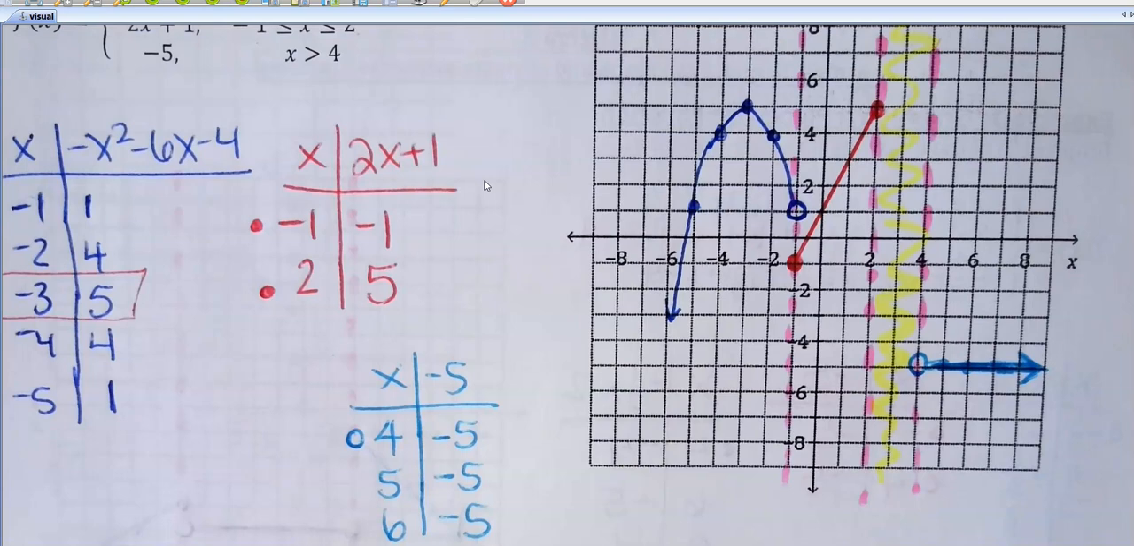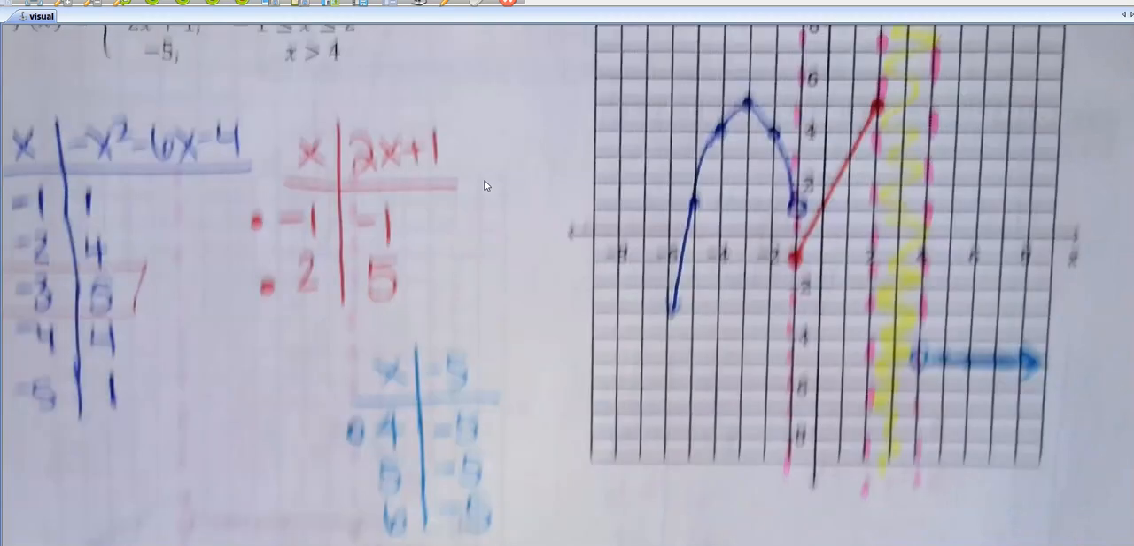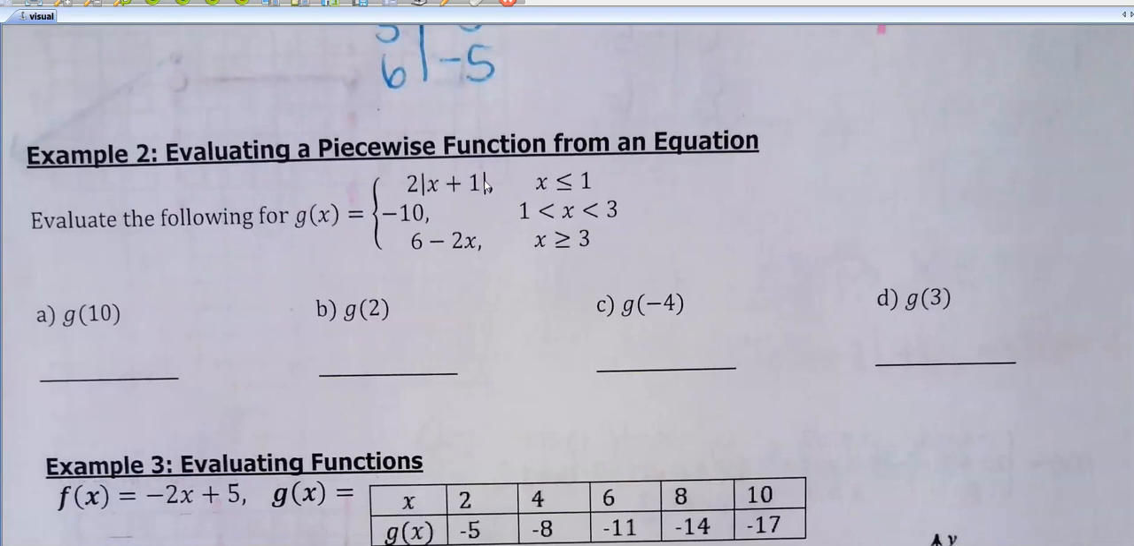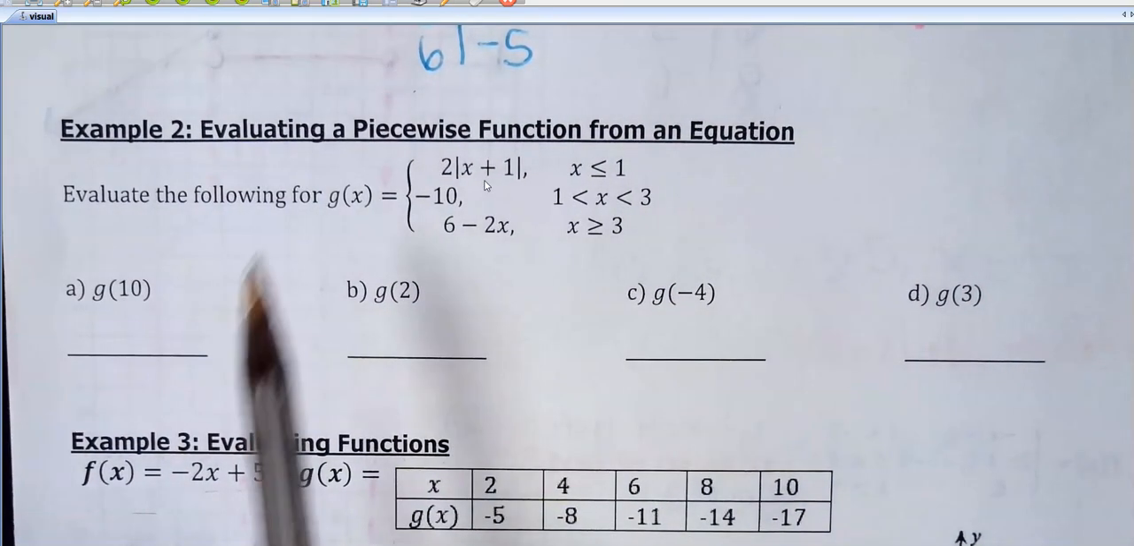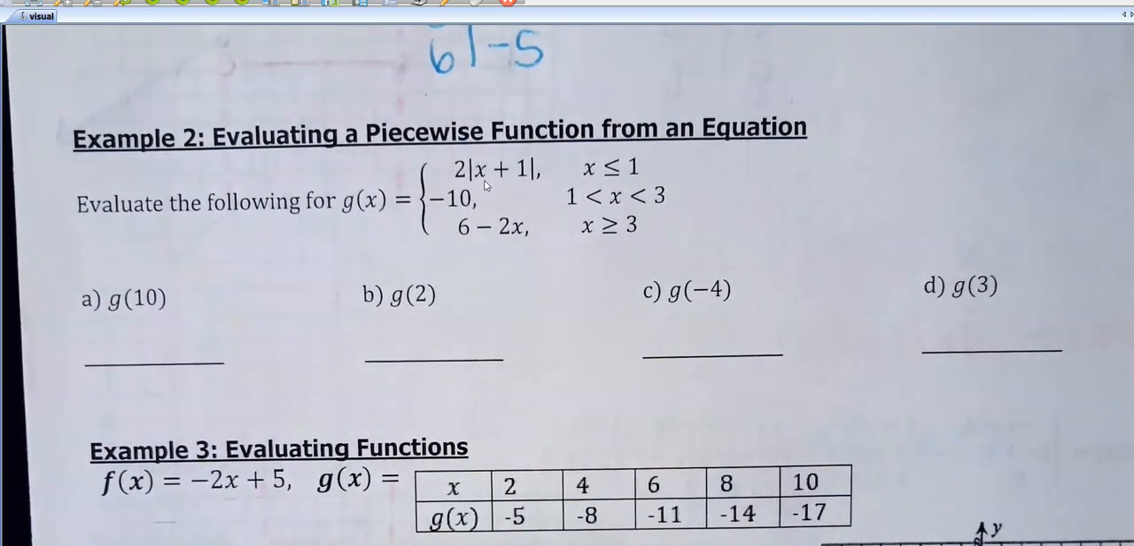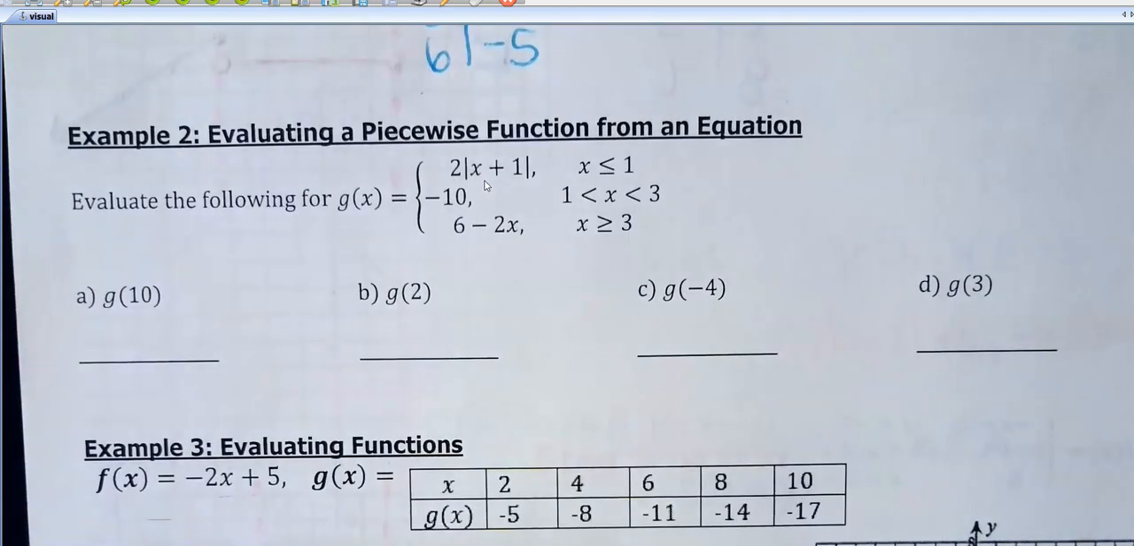Okay, the rest of this is evaluating, but yesterday we evaluated from a graph, and today I'm going to have you evaluate from an equation. All right, so this says equation for my piecewise is g of x, and then it gives you 3 pieces. And we wanted to find g of 10, g of 2, g of negative 4, and g of 3. So this is my piecewise function. You can raise your hand and just tell me, how would you figure out g of 10? What would you do if you don't have a graph, if you just have the function? What would you do with the 10?